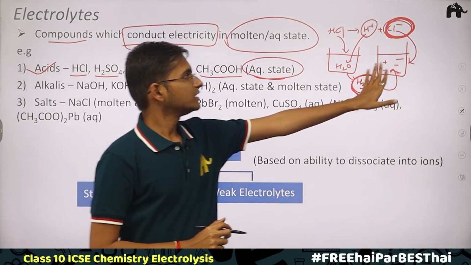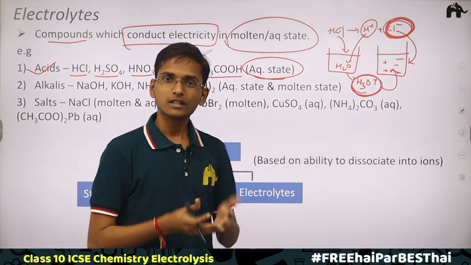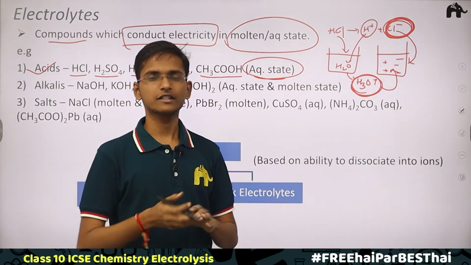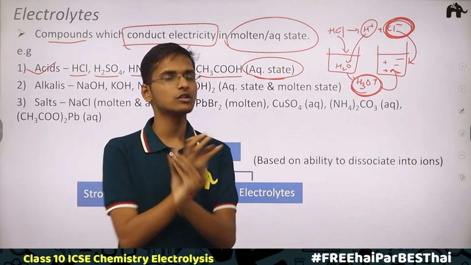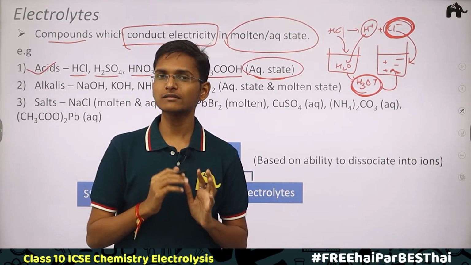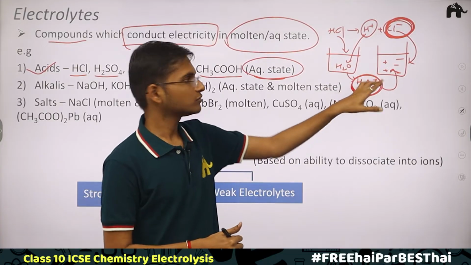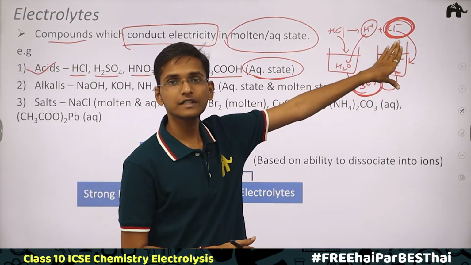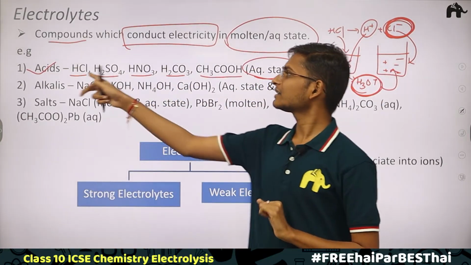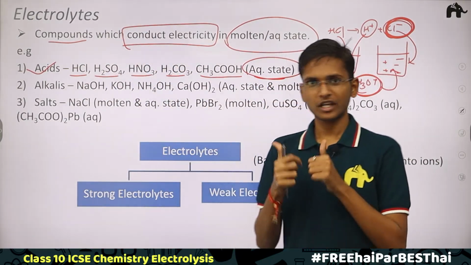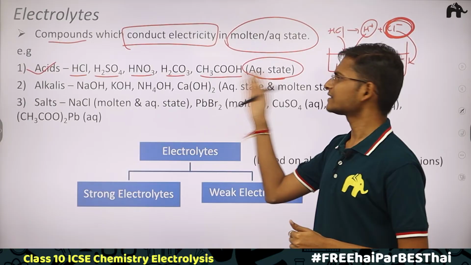Now see, these ions are free to move, and we know what is required for conduction of electricity: free ions, so that those ions migrate to the respective electrodes and conduct electricity. The aqueous solution of HCl has free ions. That's why we say that an aqueous solution of HCl is an electrolyte. Clear? In the same way, all these acids as well.